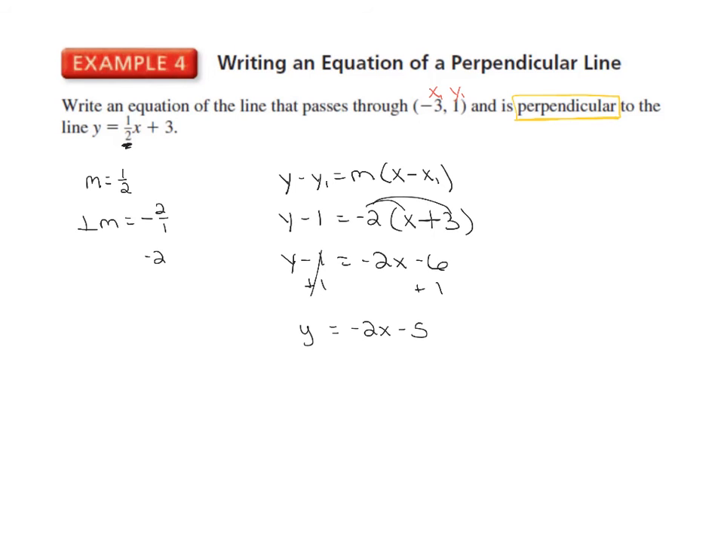Okay? The only new thing in all of this that we did was this step right here where we found the perpendicular slope. Everything else is review.